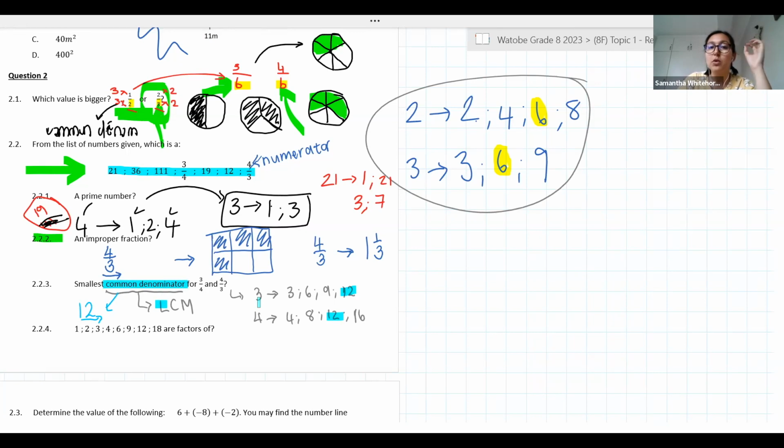So again, it's the smallest number that both denominators, in this case the 4 and the 3, could divide into. And this is then our multiples, our times tables.